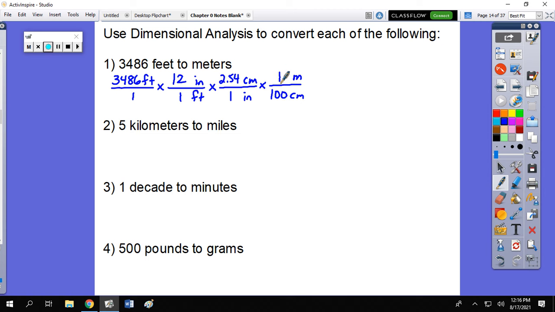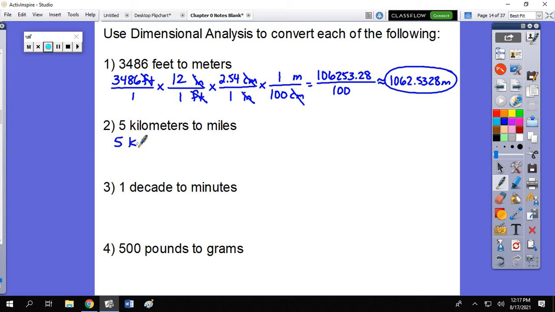So again, we're going to multiply straight across. So 3,486 times 12 times 2.54 times 1 is 106,253.28. Same on the bottom. 1 times 1 times 1 times 100 is 100. And then we are going to divide, which would give us 1,062.5328 meters. Okay, again, the whole point of dimensional analysis is to make sure that the units that we don't want cancel top to bottom.